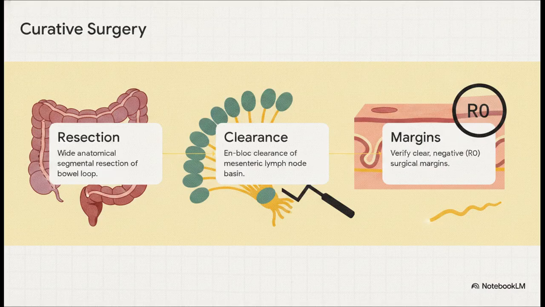Now, on the flip side, if the adenocarcinoma is resectable, the gold standard for a cure demands 3 incredibly strict surgical steps. 1. A wide anatomical segmental resection of the bowel loop. 2. An en-bloc clearance of the corresponding fan-shaped mesenteric lymph node basin to clear out those regional lymphatics. And 3. Verifying you have achieved perfectly clear negative R0 surgical margins. You can't leave anything to chance.